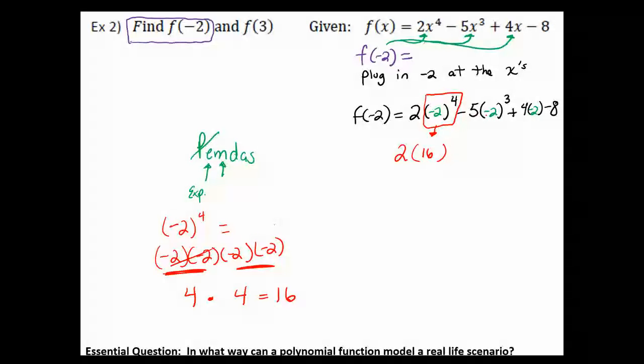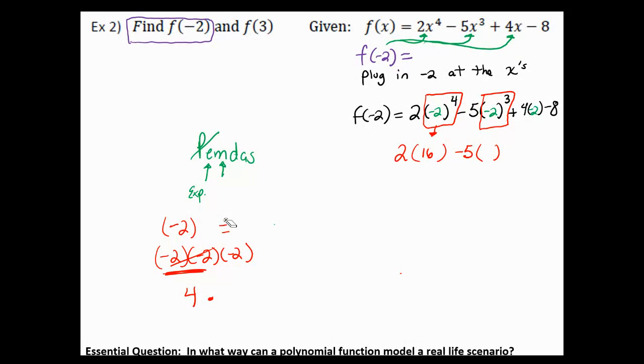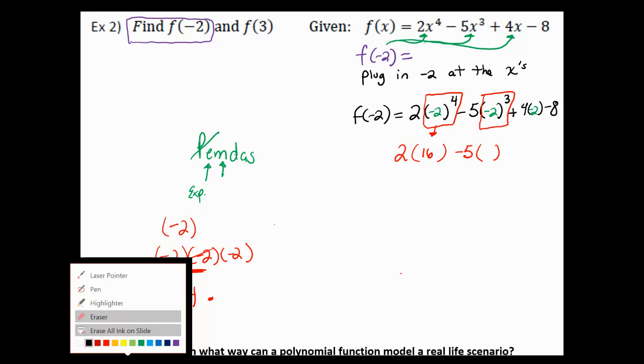Okay, do not multiply negative 5 times negative 2. Don't do that. Bring down negative 5 and figure out this part. Do the exponent. What's negative 2 cubed? Well, that's the same as this problem, right? Except we have one less. So let me just erase it. All right, makes it easier for me.